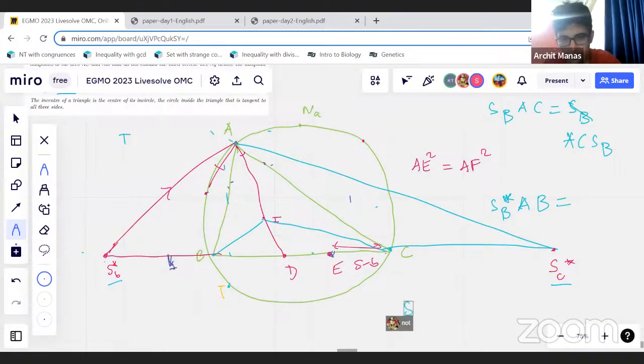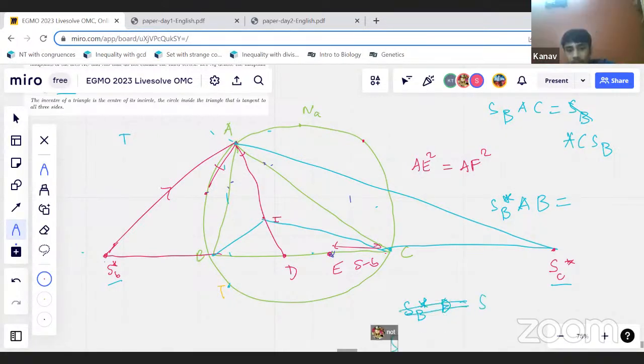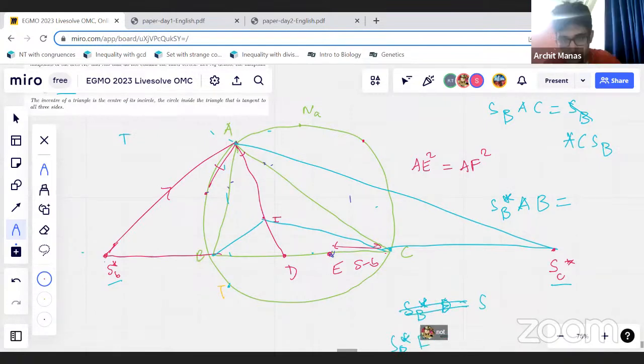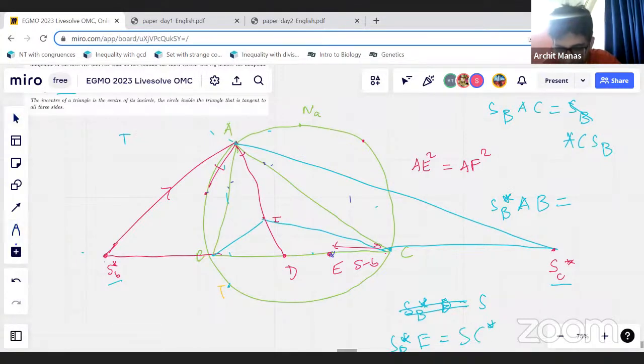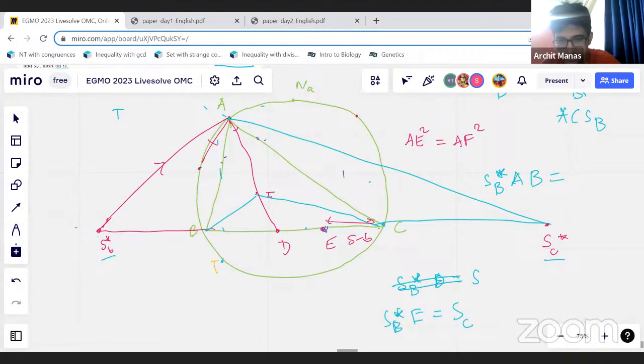Look, first you want to show SB star E is equal to SC star E. No, not D, my bad. Let E be such that SB star E is equal to SC star. No, that feels wrong. What did I do? Oh yeah, SC is supposed to be here. No wonder. Yes, SC star E. You want to show this now? That's equivalent.